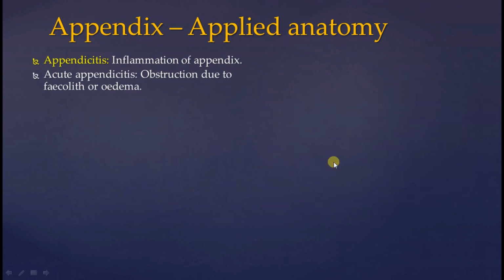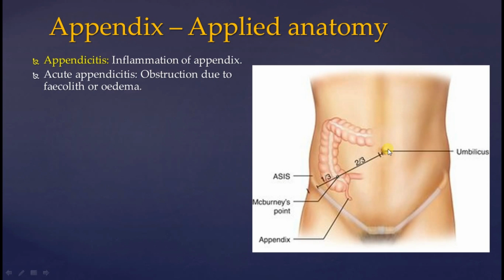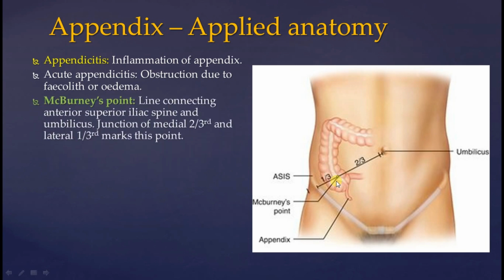Now, McBurney's point, also related to the spino-umbilical line. From the anterior superior iliac spine to the umbilicus, you draw a line. Then you mark a point at the junction of the medial 2/3 and lateral 1/3. That point is called McBurney's point. Maximum tenderness is felt at McBurney's point during appendicitis.